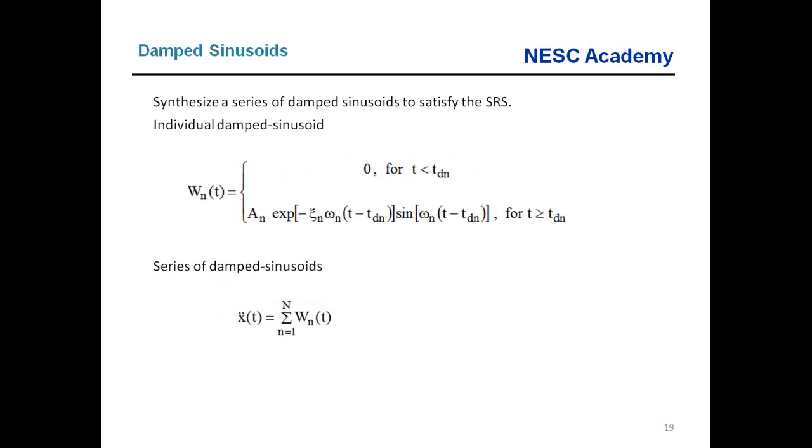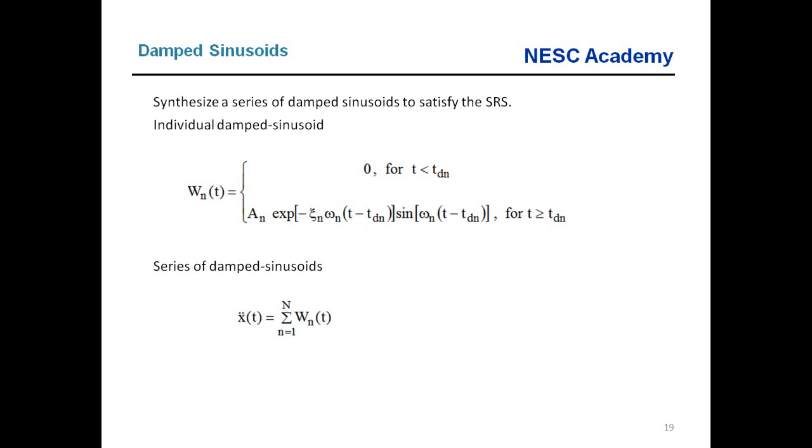So we're going to synthesize a series of damped sinusoids to satisfy the SRS. It's almost a tongue twister there. An individual damped sine has the form shown here. So we have W sub n, which will be the acceleration for a particular damped sine function. Then we have the amplitude. Then the exponential decay, or the envelope of the signal, is shown by this term here. So we have the damping ratio, and then a frequency, and then the time minus the delay time, and here we have the sinusoidal oscillating function, which is damped by the exponential function.